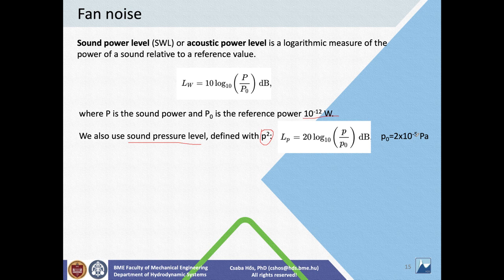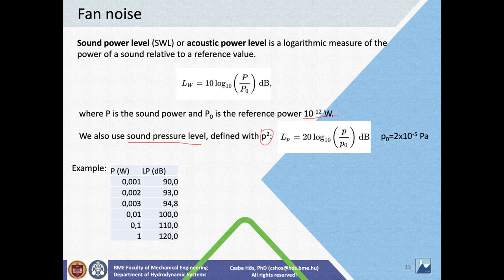So how do we use these equations? You can make a very simple calculation. Let's assume that the power is 10 to the minus 3 watts. Now be careful, this is acoustic power. So this is not shaft power whatsoever, this is the acoustic power emitted by the machine. So this is our power level. P node is 10 to the minus 12.